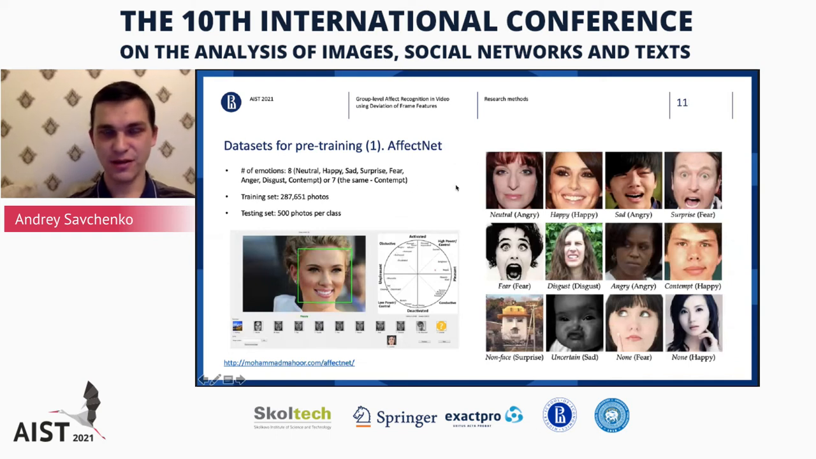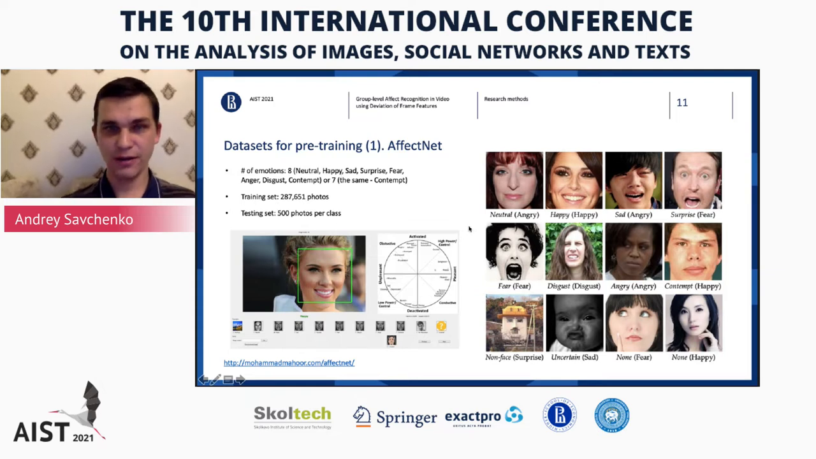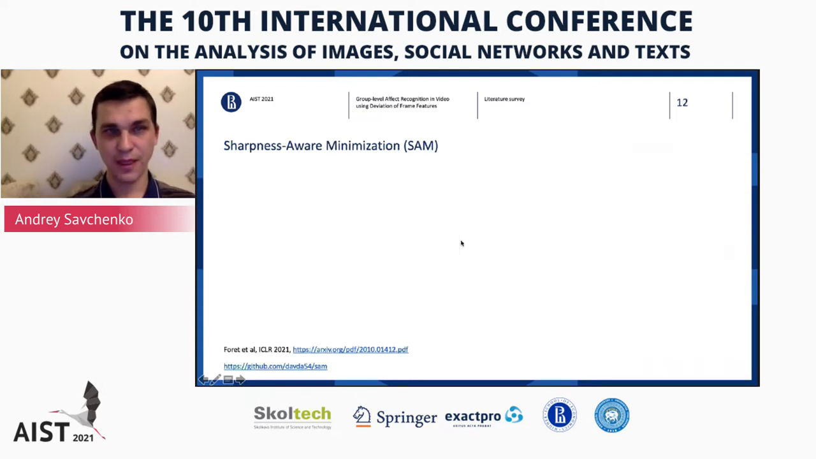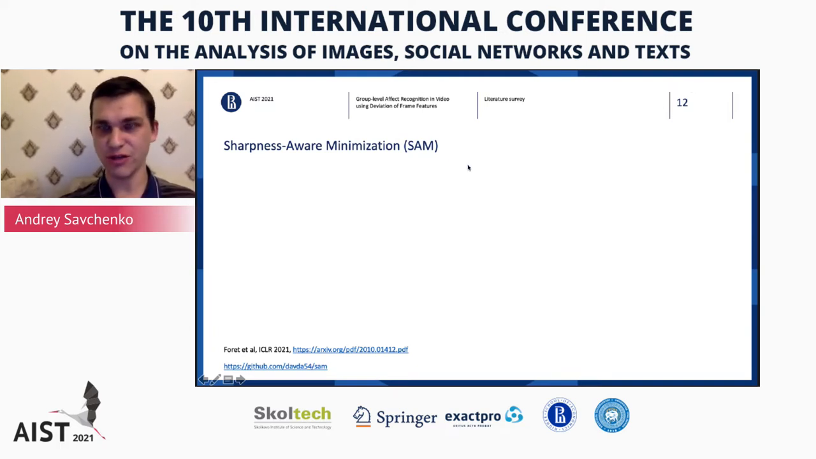This is the data set on which we fine-tuned our network. This is the well-known AffectNet data set with 8 different emotions. And this is the training data set, which was labeled manually. And here are some examples of the data set. Yep, what's really important here, I should say, is that we used so-called sharpness-aware minimization during the training of this network, and we obtained slightly better results than if we didn't use it.